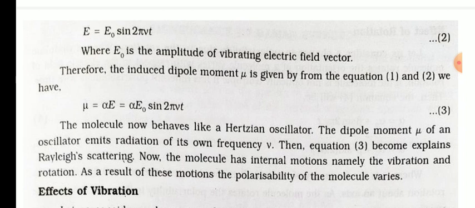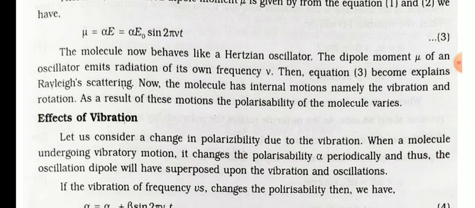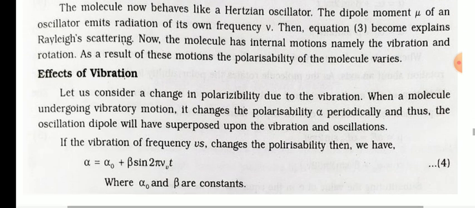Now the molecule has internal motion, namely vibration and rotation. As a result of these motions, the polarizability of the molecule varies. So we shall discuss how this polarizability of the molecule varies with the vibrations of the atoms of the molecule. So consider a change in the polarizability due to vibration. When a molecule undergoes vibratory motion, it changes the polarizability alpha periodically, and thus the oscillating dipole moment will have a superposed vibration and oscillation.